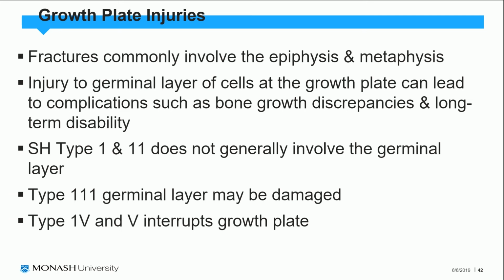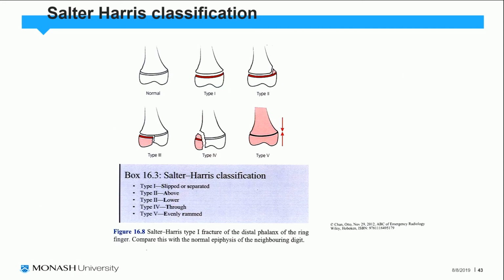Growth plate injuries can involve the epiphyses and the metaphyses. Injuries to the germinal layer of the cells can lead to complications such as bone growth discrepancies as well as long-term disabilities. Salter-Harris types 1 and 2 do not generally involve the germinal layer and have a good prognosis, whereas with type 3 the germinal layer may be damaged, and types 4 and 5 will interrupt the growth plate.